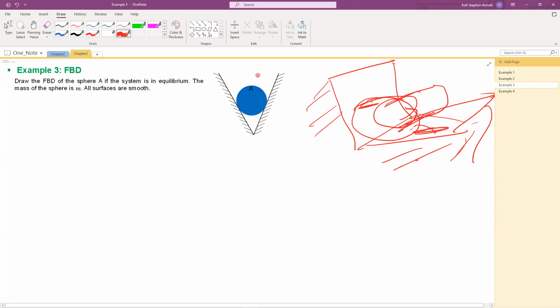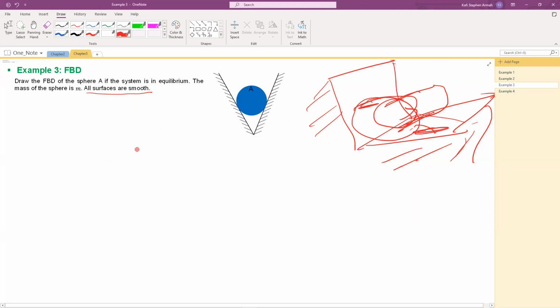So what you see here is a cross section. So we need to draw the free body diagram of the sphere or the cylinder, whilst it's making contact here. For now, let's say we are neglecting friction. All surfaces are smooth.